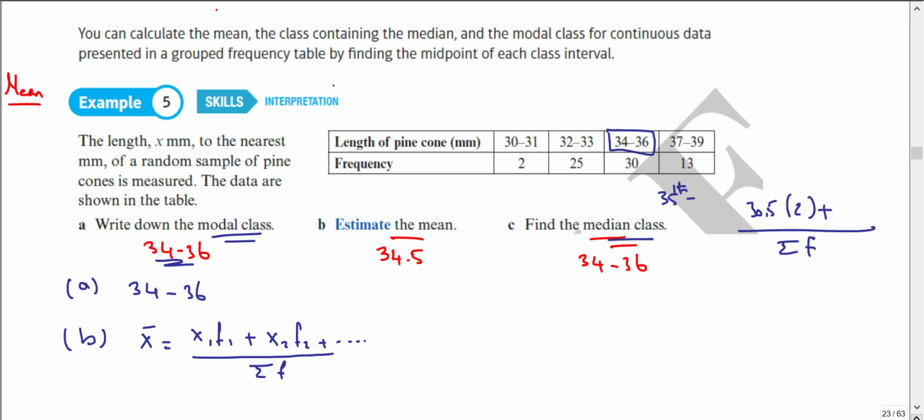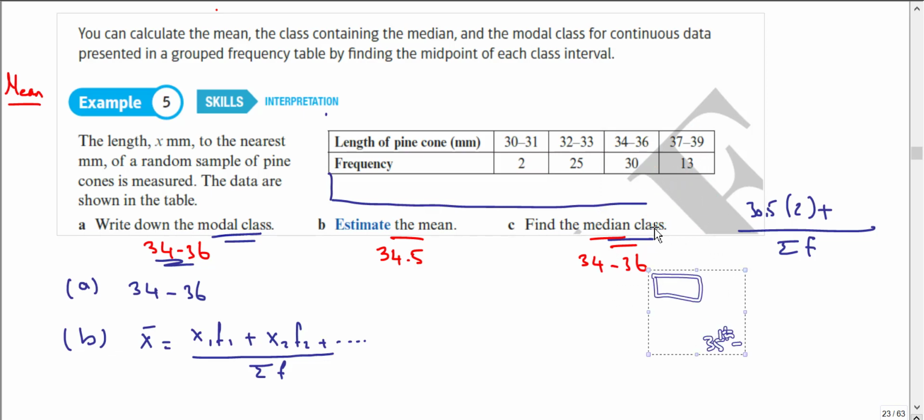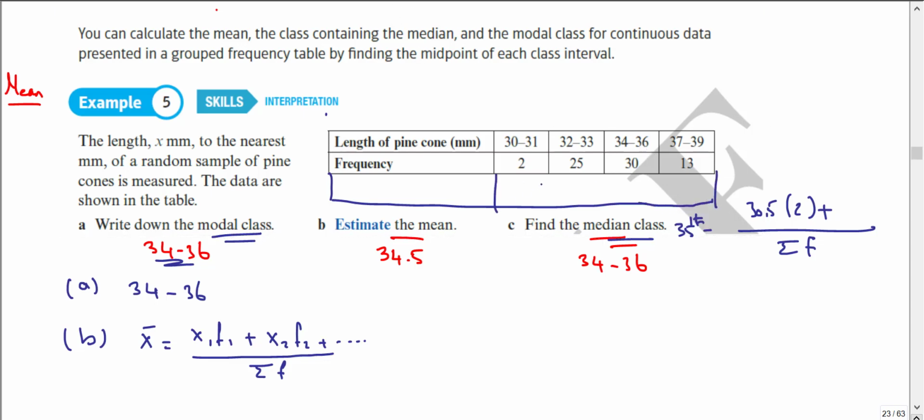So always, if you have grouped data like this one, or classes, you draw an extra row like this, and you get the midpoints. We need the midpoint. Remember this. You need the midpoint for each class or for each group.